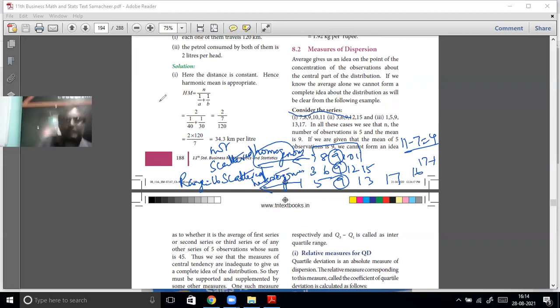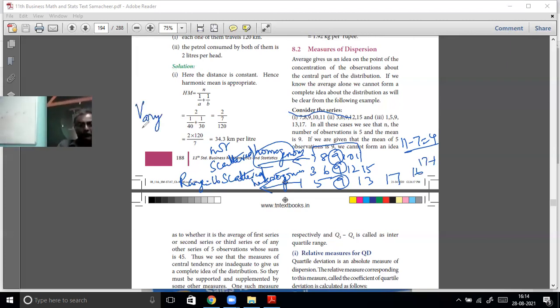Heterogeneous means what? Varying widely. That is the meaning of heterogeneous. The data is varying widely.